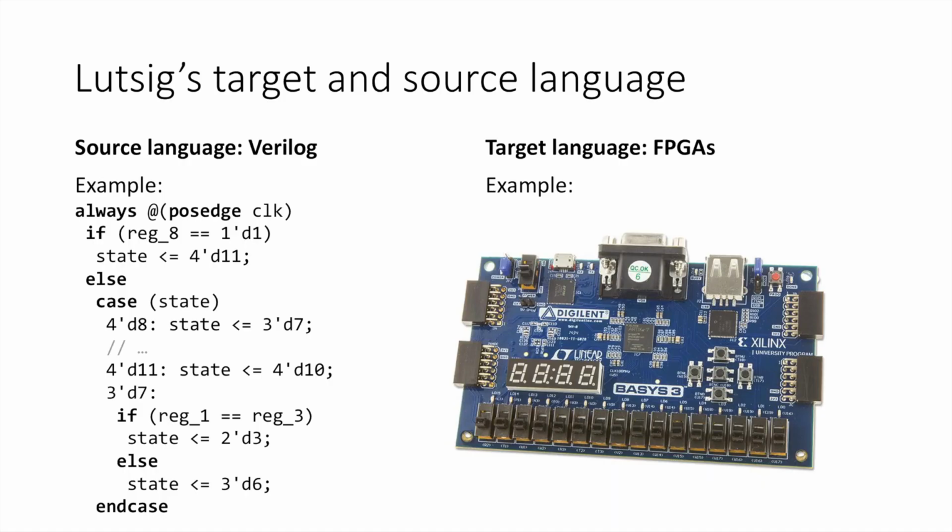Here to the left we see an example of the kind of Verilog code Lutsig accepts as input, just in case you haven't seen Verilog code before. And to the right we see one FPGA board you might want to target. But on this abstraction level we don't really get a lot of information when we look at this FPGA board, so let's zoom in a bit. So let's zoom into the FPGA chip on the FPGA board.